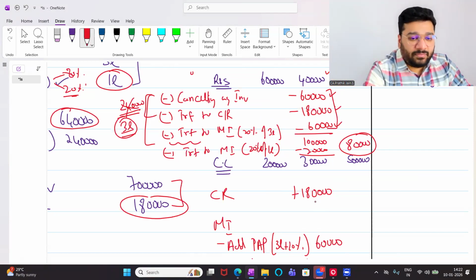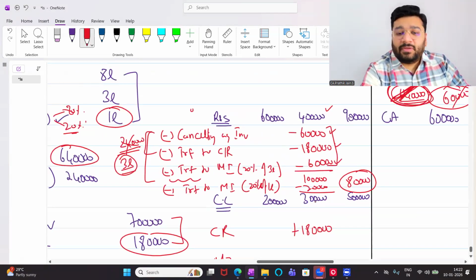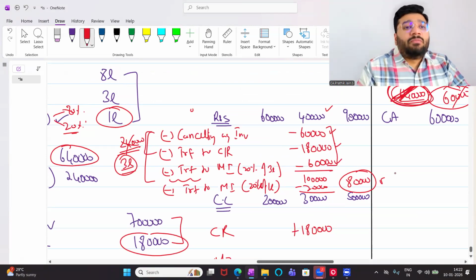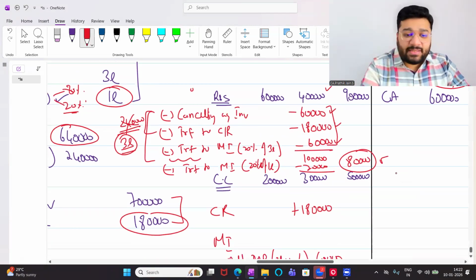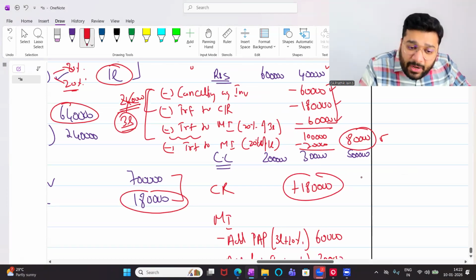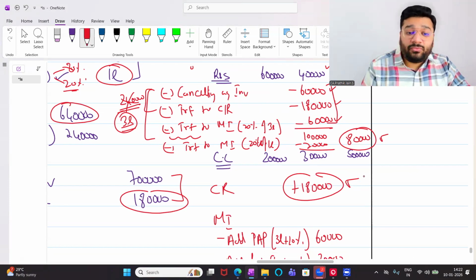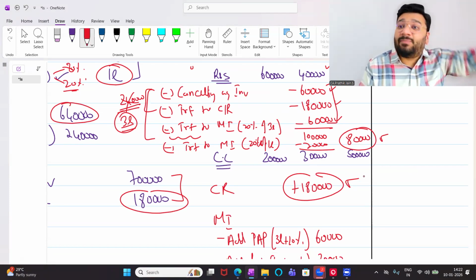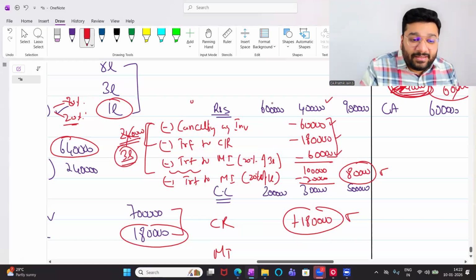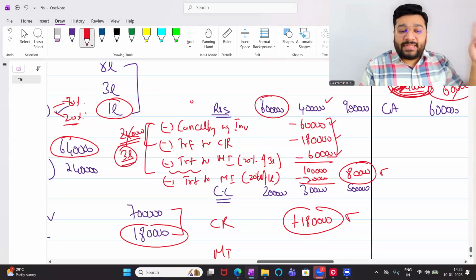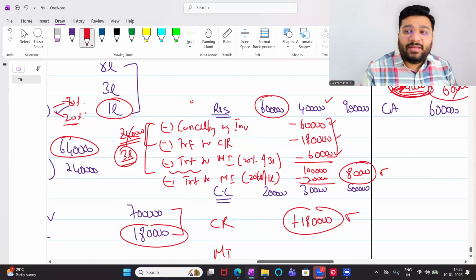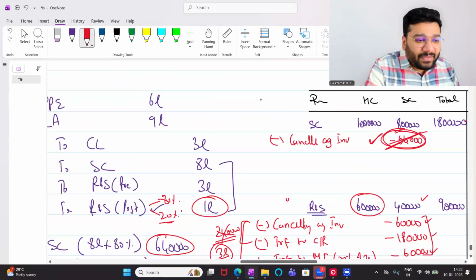Correct. So far clear, not clear? So 80,000 rupees is what? Post acquisition profit, which is a part of reserve and surplus. This 180 also is a part of your reserve and surplus. So what is your total reserve and surplus of subsidiary now? 180 plus 80, which is 260, plus reserve and surplus of holding company. How much it is? 6 lakh. So 6 lakh plus 80 plus 180, how much it is? 860. Perfectly matching.